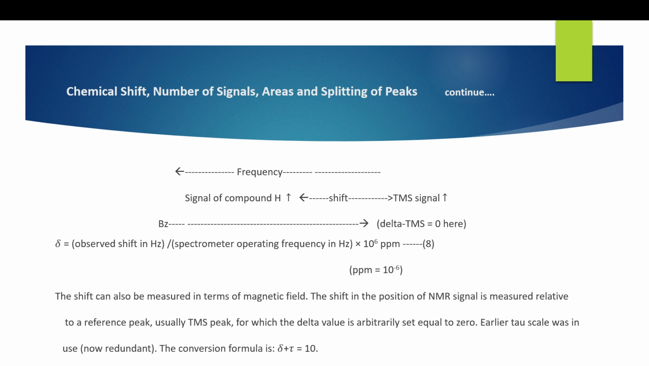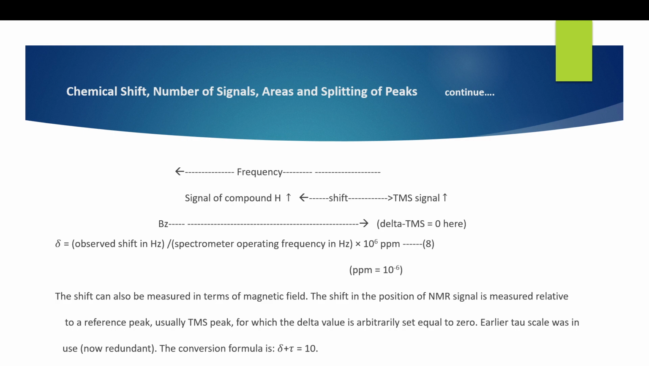The things are more clearly shown in this diagram. Frequency increases from right to left, magnetic field from left to right, TMS signal is at the extreme right, and the separation between the signal of compound H, that means hydrogen, and TMS is called chemical shift. Here one very important thing: chemical shifts are field dependent. So for each and every machine, the value will be different, no use at all.